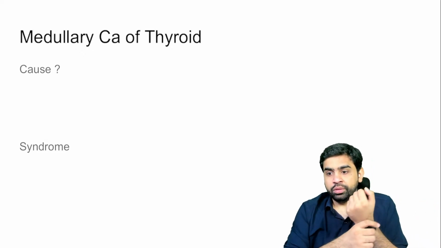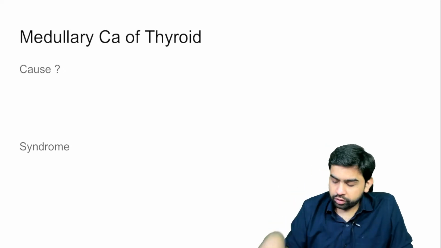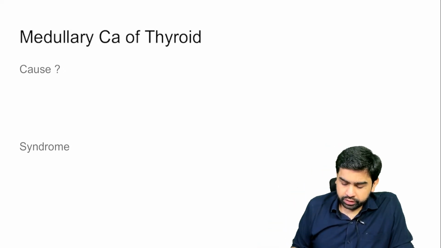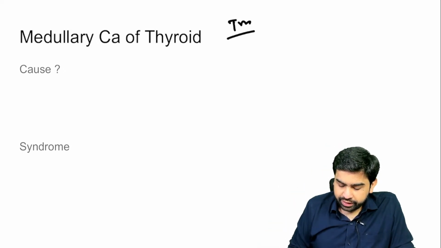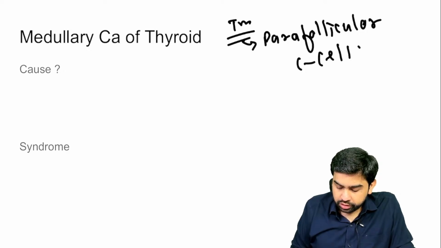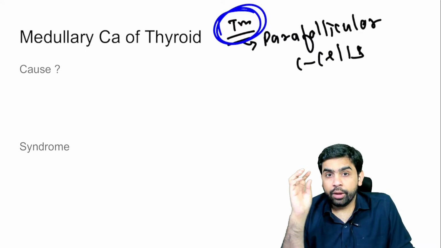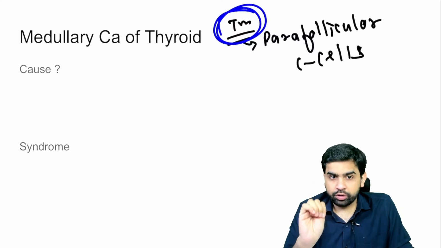Okay, now what about this, guys? Medullary carcinoma thyroid. In the medullary carcinoma thyroid, what you need to understand is the cause. Here it is a tumor which is arising from the parafollicular C cells. So in the medullary carcinoma thyroid, there's a tumor which is arising from the parafollicular C cells. That is the cause of that.